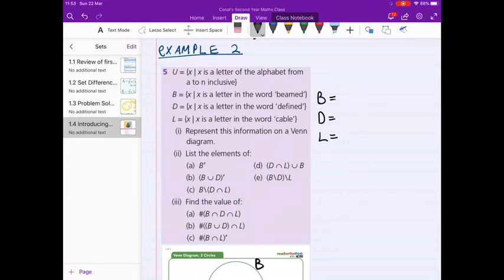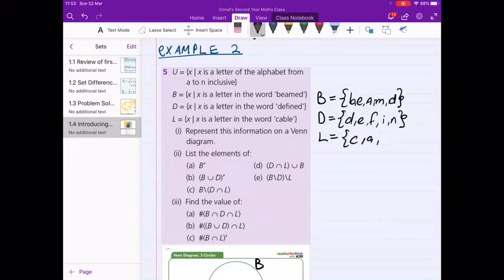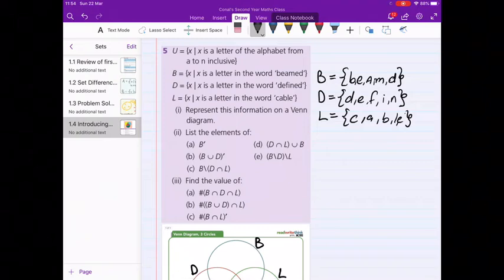So the set B is the letters in the word beamed. So we have B, E, A, M, E can't be included twice, and D. Then D has defined, so we have D, E, F, I, N. E and D are already included, so they won't be included again, and L is cable, so there's no letters to repeat there. C, A, B, L, and E. So be careful with your curly brackets and commas in between.